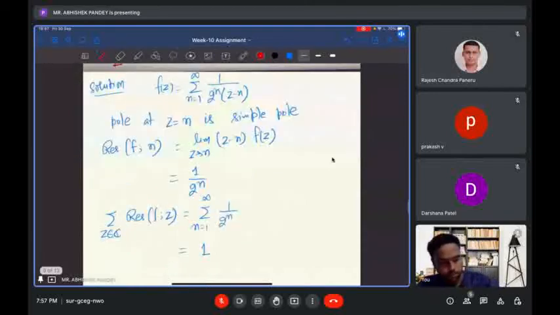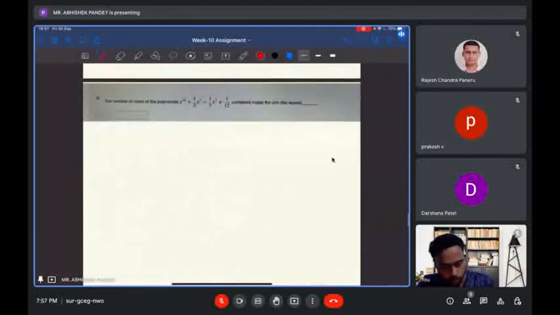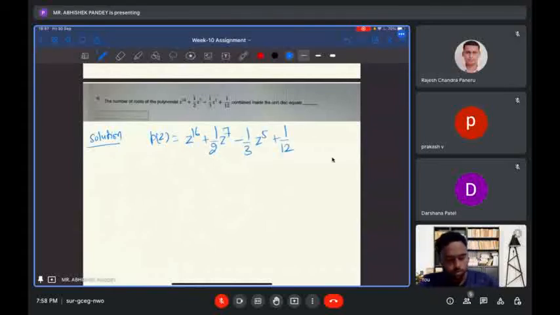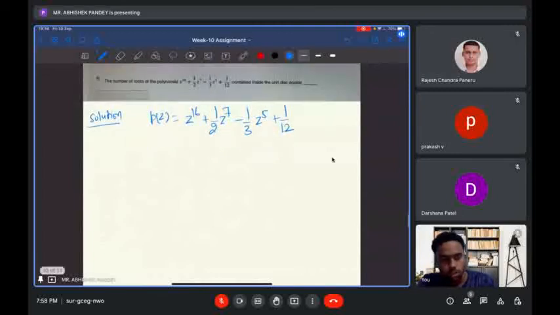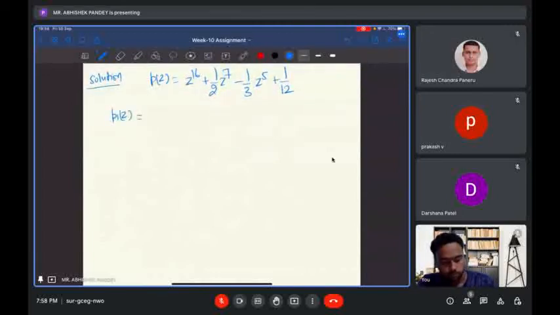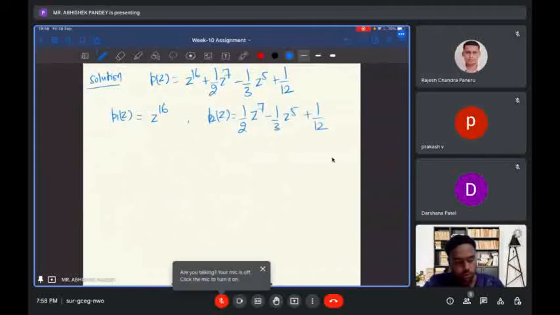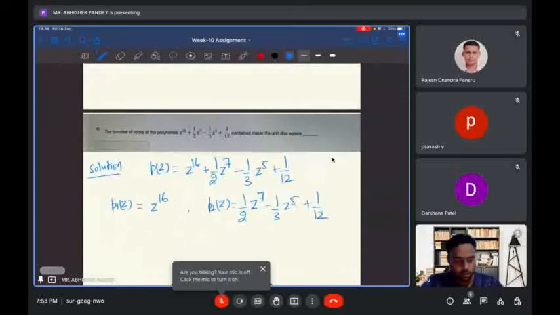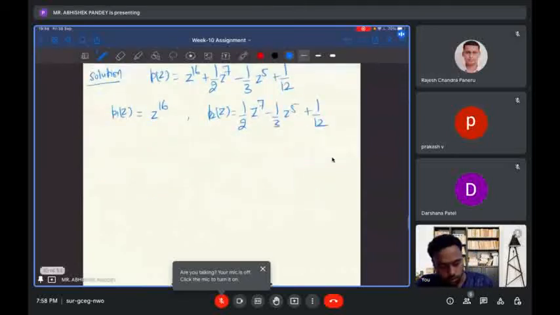So now let us look at the fourth question. The given polynomial is z to the power 16 plus 1 upon 2 z to the power 7 minus 1 upon 3 z to the power 5 plus 1 upon 12. Here we will use Rouche's theorem. It is asking for the number of roots in the unit disk.